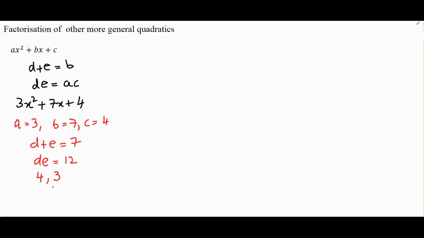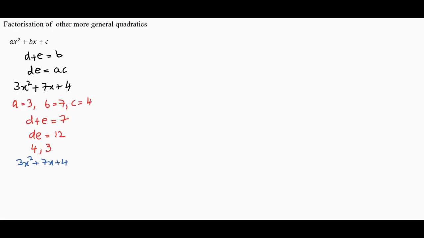Now what you have to do in this particular instance is do things slightly differently. So 3x squared plus 7x plus 4 can be written as: just copy down the 3x squared. Now the 7x we can split into 4x plus 3x, that's basically your 7x, and plus, of course, you just copy down the 4. So this would be the traditional way of doing this particular question.